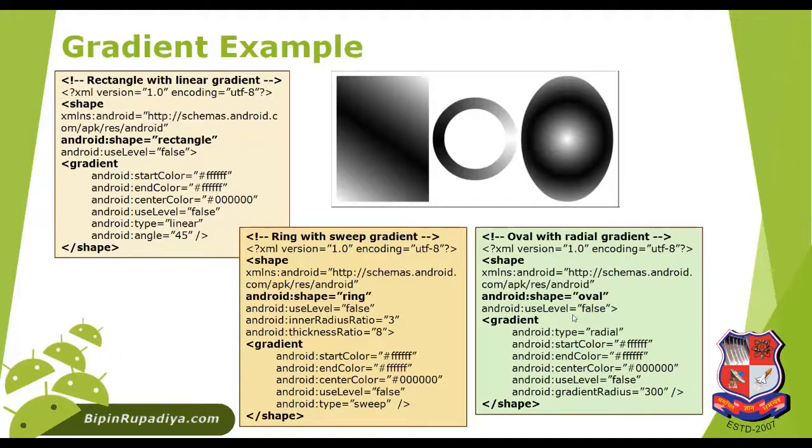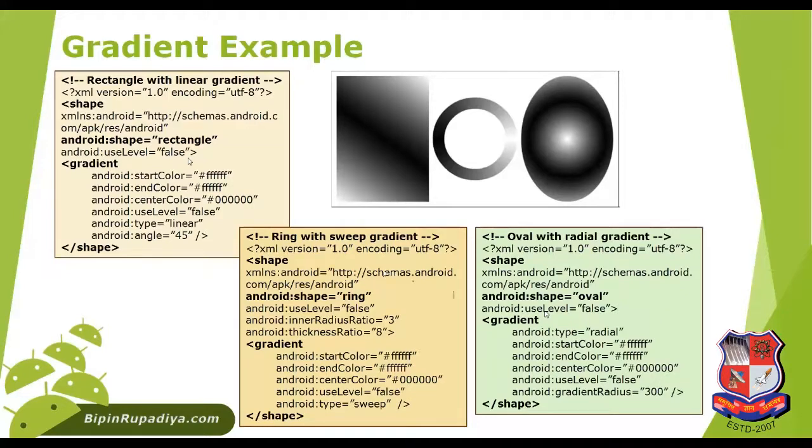But right now, just see that what you are seeing is black and white smoothly mixed with each other. So it is possible. Why? Because we have specified use level false. If you keep use level true, then you can see these stripes over there. So in UI designing, stripes look very ugly. That's why you specify use level false.